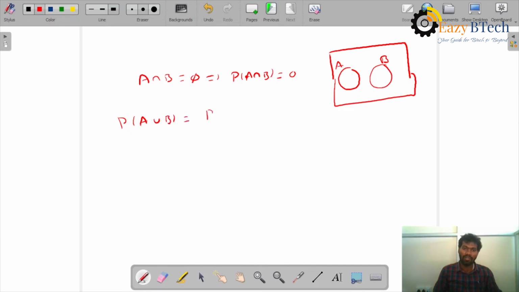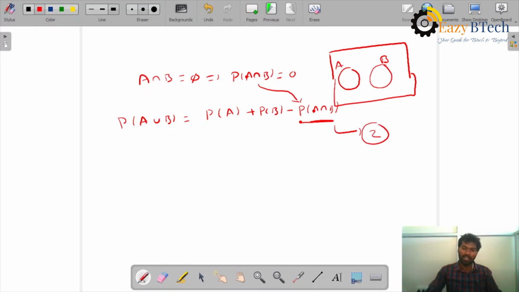I can directly say that my P of A union B is equal to the individual events' probabilities, P of A plus P of B, minus P of A intersection B. Usually it is 0, which means there is no significance for this term, so I'm adding directly. So P of A union B equals P of A plus P of B. Okay, so this is the second part of your proof.